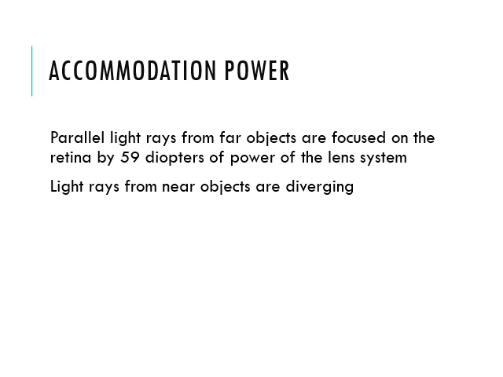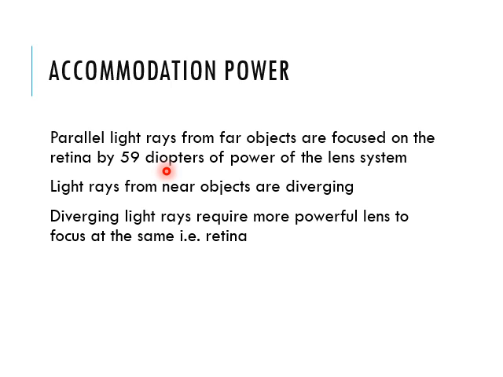So what is accommodation? The parallel light rays from far objects are focused on the retina by 59 diopters of power of the lens system, we already did that if we consider all of that as a lens system. So 59 diopters it contributes. Light rays from near objects are usually diverging, and diverging light rays require a more powerful lens to focus at the retina.